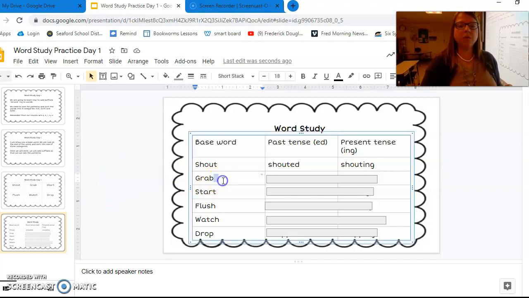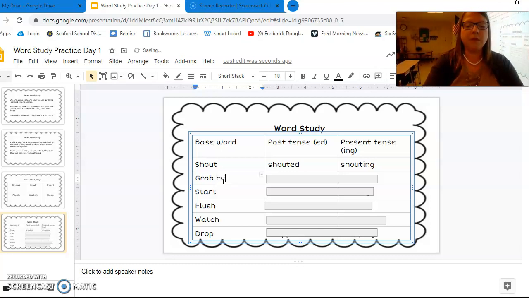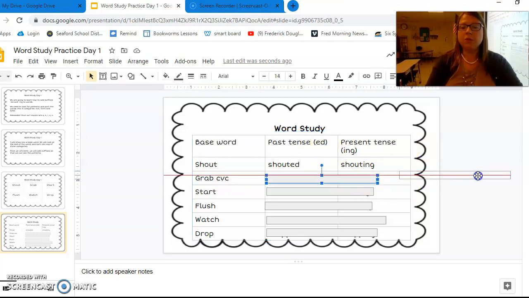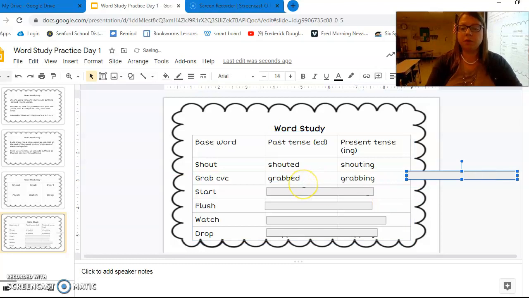Now let's look at the word grab. The word grab is a CVC word. Okay, so when we add ed, suffix ed, or suffix ing, we need to make sure we double the final consonant. Okay, you see that? Grab, it's a CVC word, so I need to double that final consonant. So grabbed, I double the B, and grabbing, I double the B.